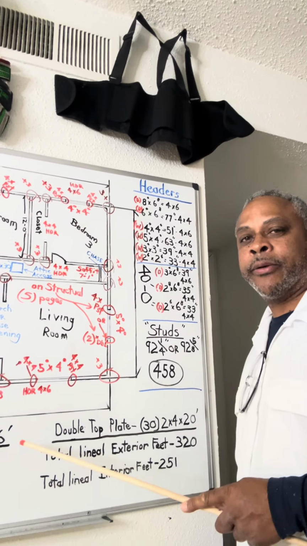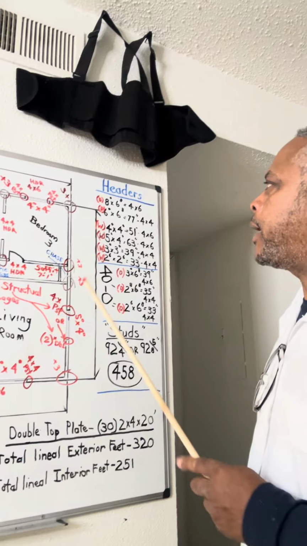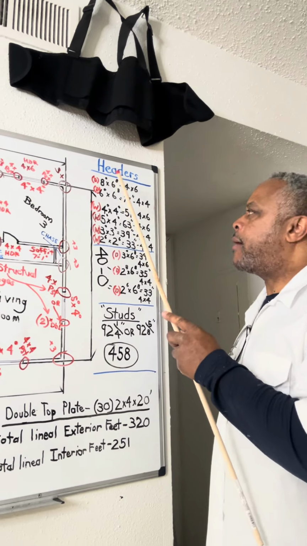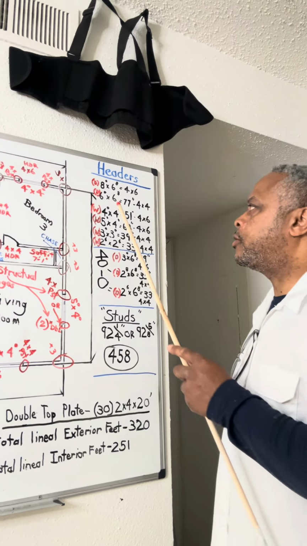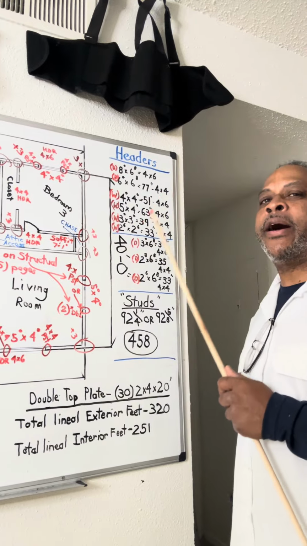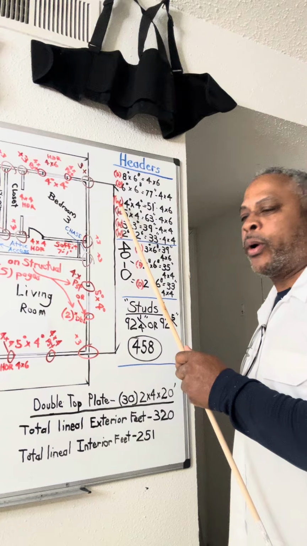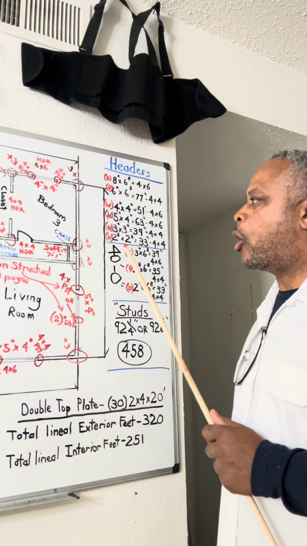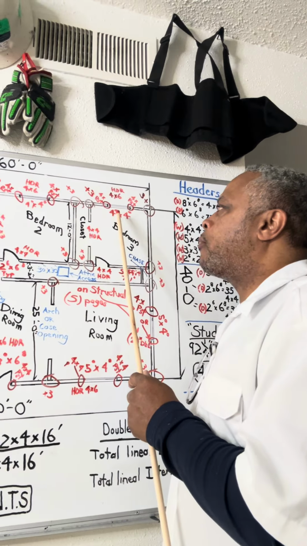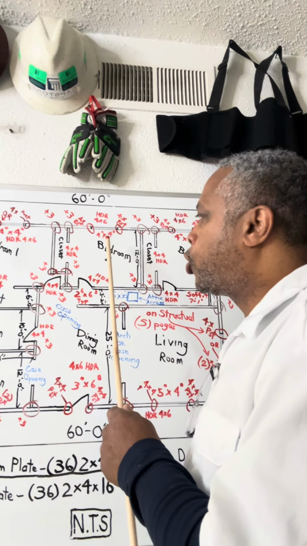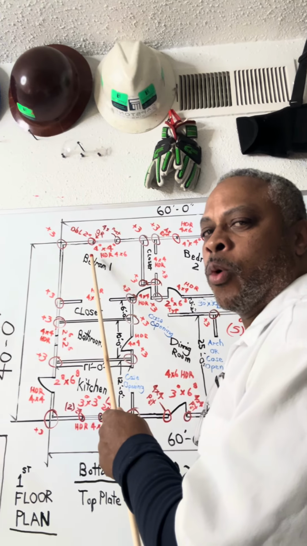We're dealing with a slab here. So as you can see, I have a header list here. This header list is very important because it's going to identify the length of your headers for your windows and your doors. I have W for windows and D for doors. Okay. We have a back window in bedroom 1. We have a back window in bedroom 2. We have a back window in bedroom 1.